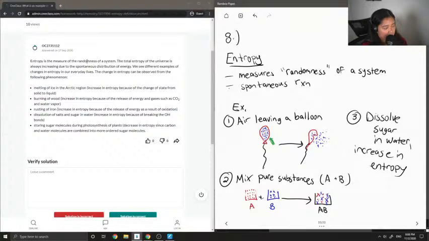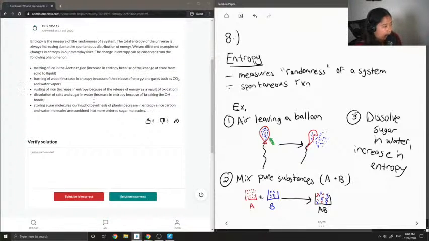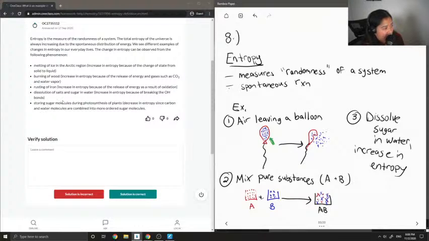Burning of wood. This is releasing of energy and gases such as CO2 and water vapor. Rusting of iron. So this releases energy as a result of oxidation. You can have the dissolution of salts and sugar in water. So this is like what I said, the increase in entropy because of breaking the OH bonds. And finally, storing sugar molecules during the photosynthesis of plants.